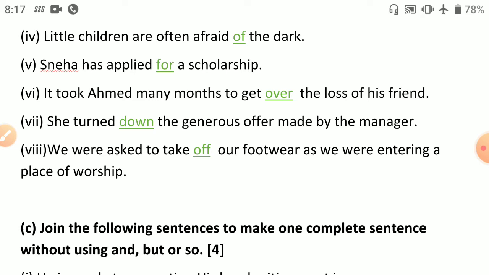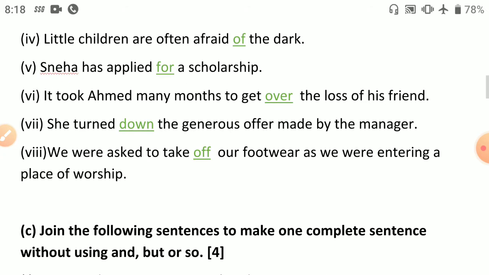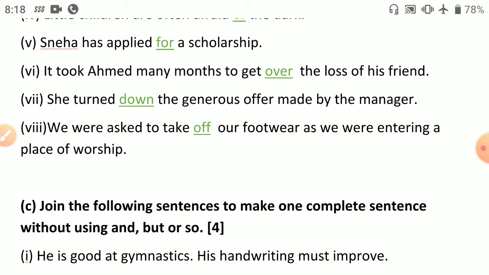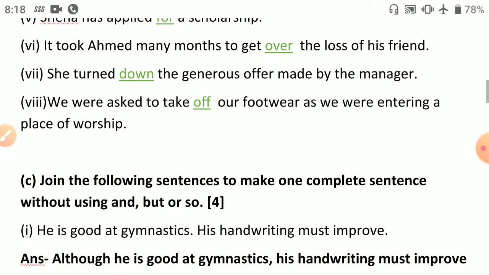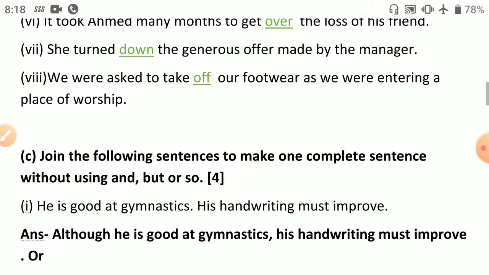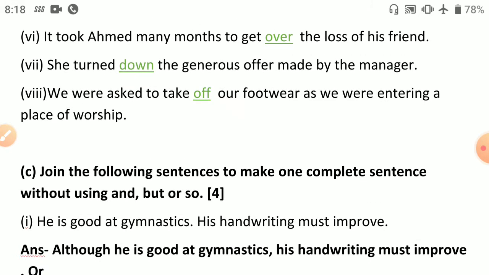She turned down, a very common phrasal verb. She turned down the generous offer made by the manager. Turn down means refusal, you are refusing to accept. We were asked to take off our footwear as we were entering a place of worship. So you can also write take off. Take off is basically removing. Some might make the mistake of take out. Take out means, you can say, take out your book, or you take out all your anger. That is something which is there inside and you're taking out.